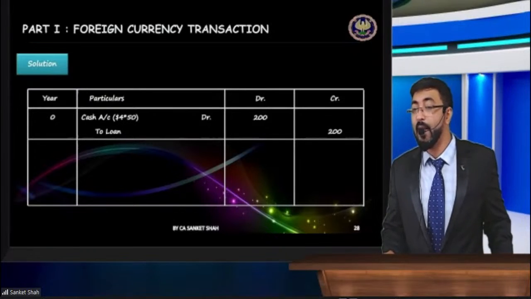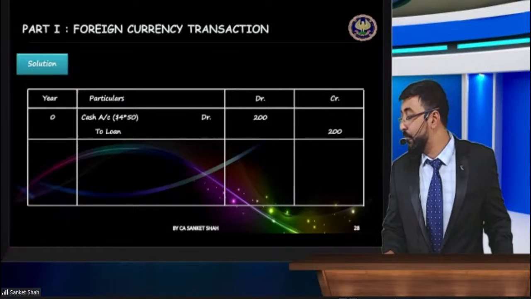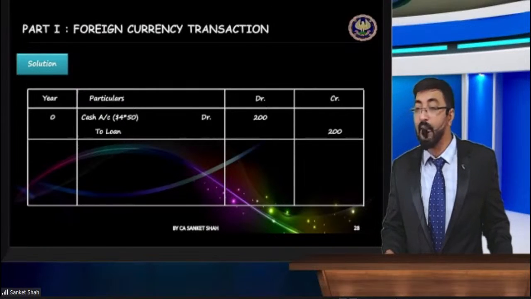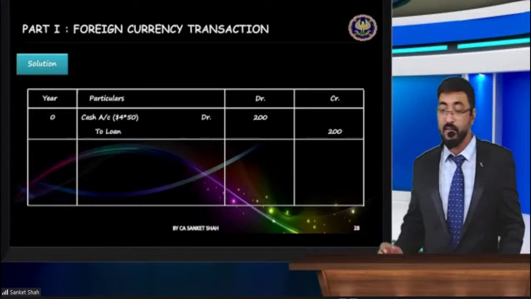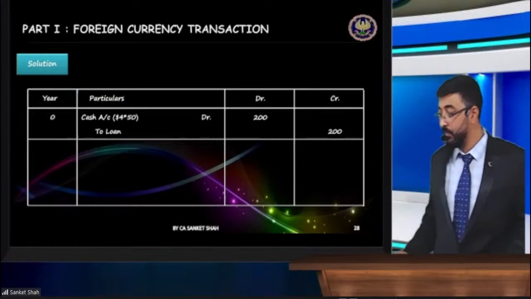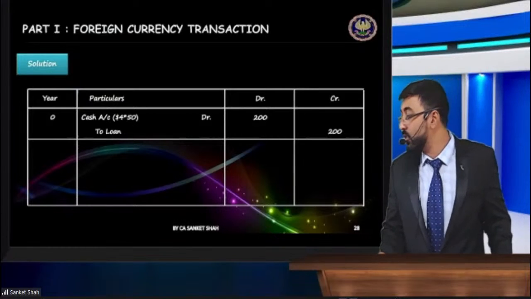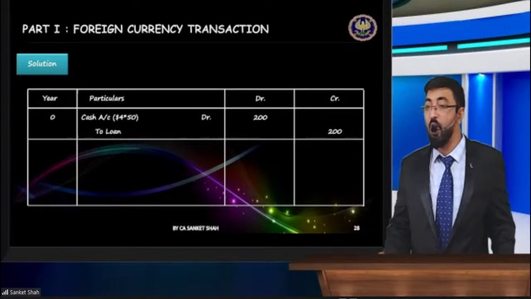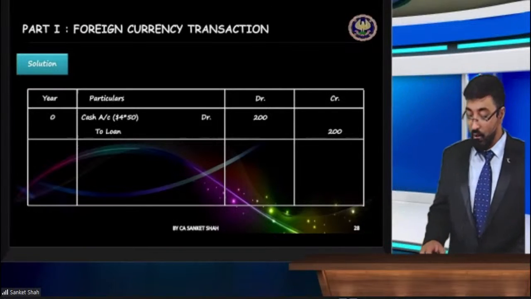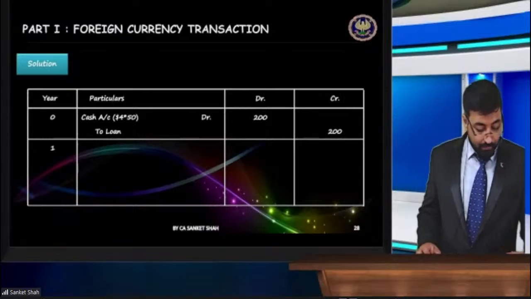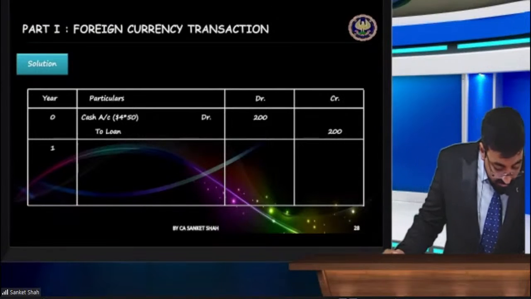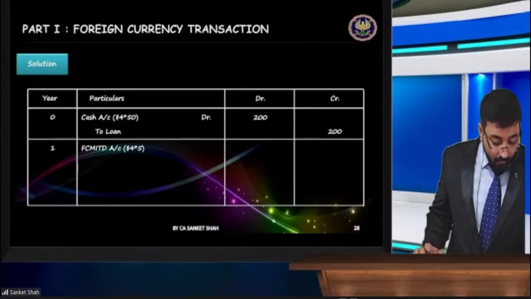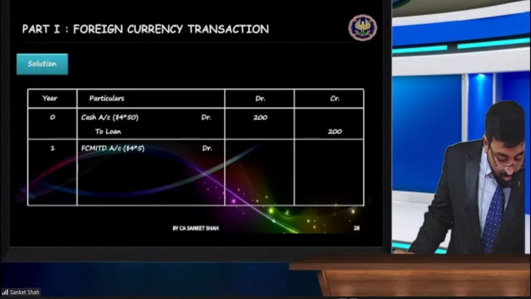So now the rate goes up to rupees 55. And apply the provision. Where to adjust the difference? Yes. Tell me, it is a loss or profit, beta? Loss. And loss, therefore, it has a debit balance. Okay. So second entry will be FCMITD. Very good, Kunal. Very good.